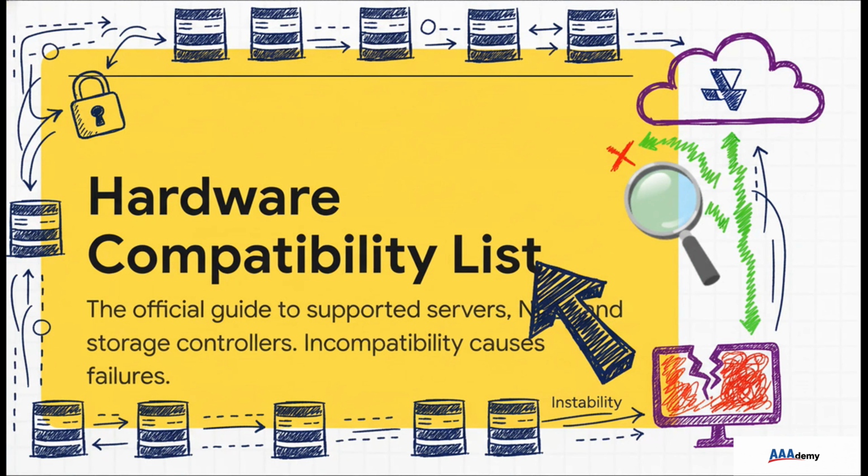Okay, page 1 of our blueprint, the Hardware Compatibility List, or HCL. Look, this is VMware's official guide, and let me be clear, it is non-negotiable. If a server or a network card or a storage controller isn't on this list, it means the driver hasn't been tested and certified, and that can lead to all sorts of nightmares: unpredictable crashes, silent data corruption, or the infamous purple screen of death. Checking the HCL isn't a suggestion, it's the absolute first rule of building a stable cloud.